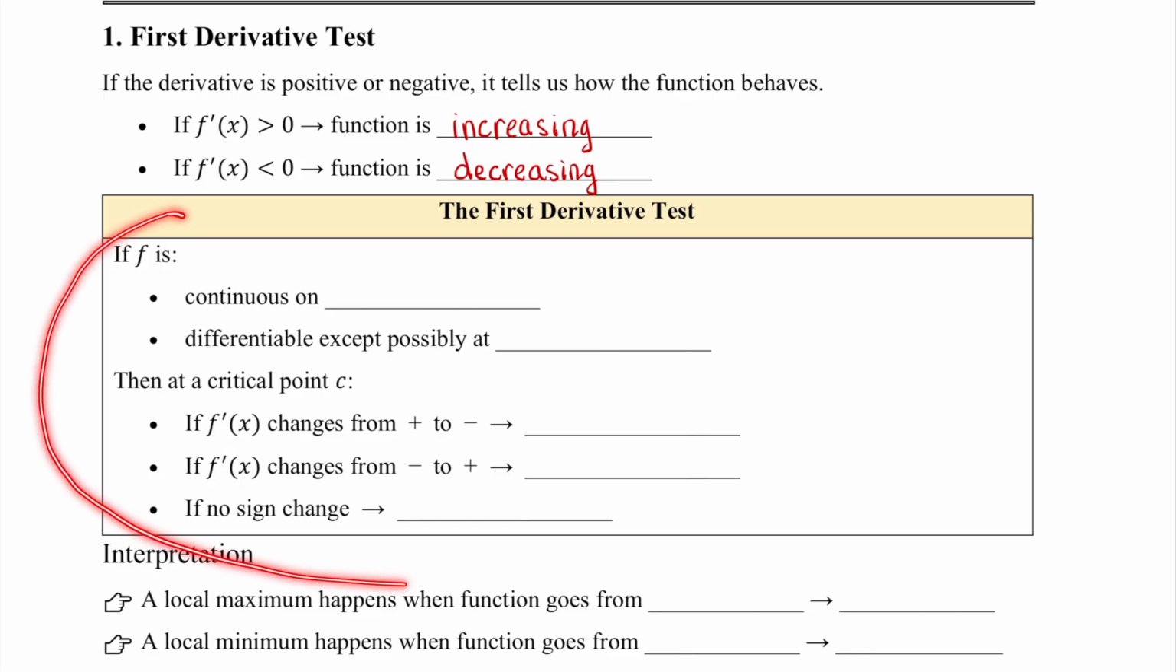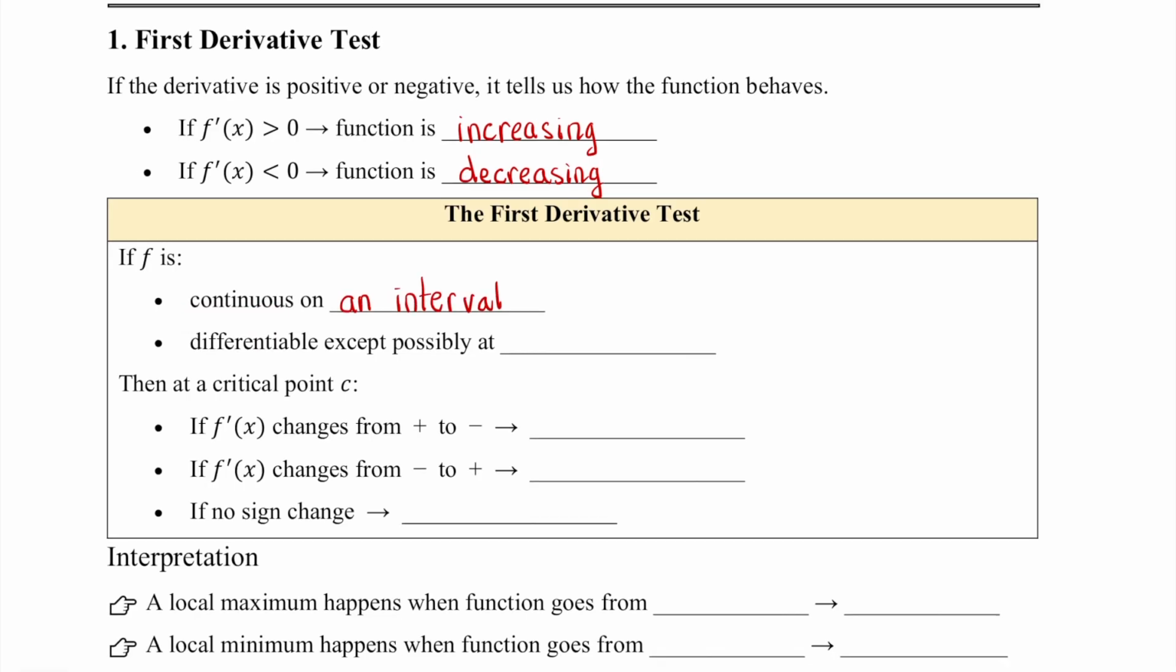Here is the more formal version. We assume the function is continuous on an interval, and differentiable except maybe at a few points. Now, let's focus on a critical point, which we'll call c. A critical point is where the derivative is zero or the derivative does not exist. Now, we check what happens to the derivative around that point.